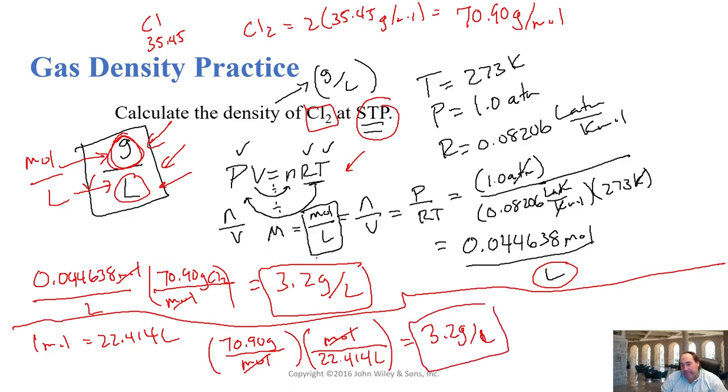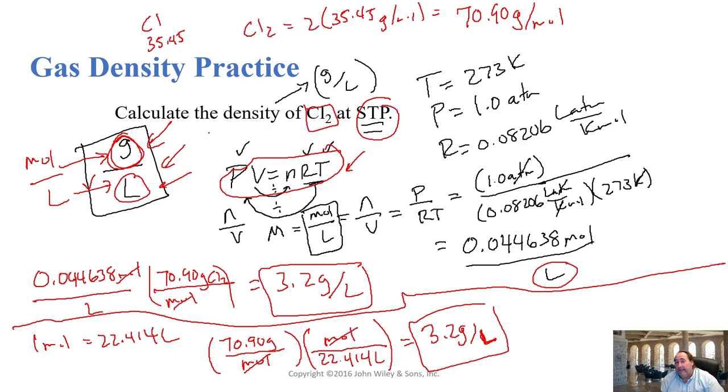So if you happen to come across a density problem where it is at STP, the easier move might be just to use that relationship and multiply it by the molar mass of whatever gas you're looking at. If you are not at STP conditions, though, you do have to take the ideal gas law route.